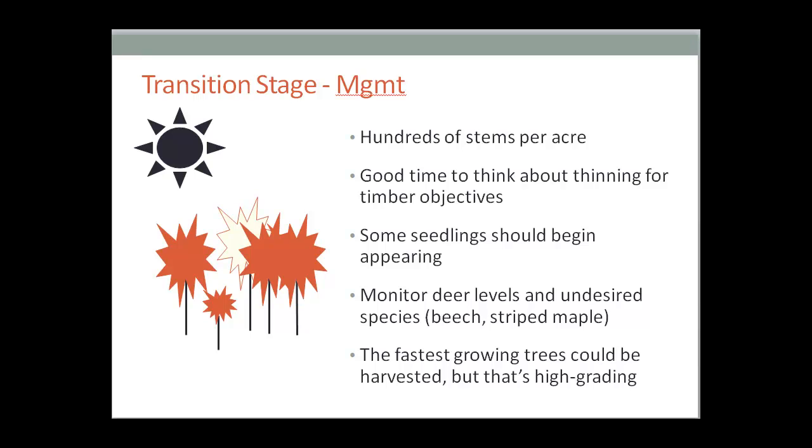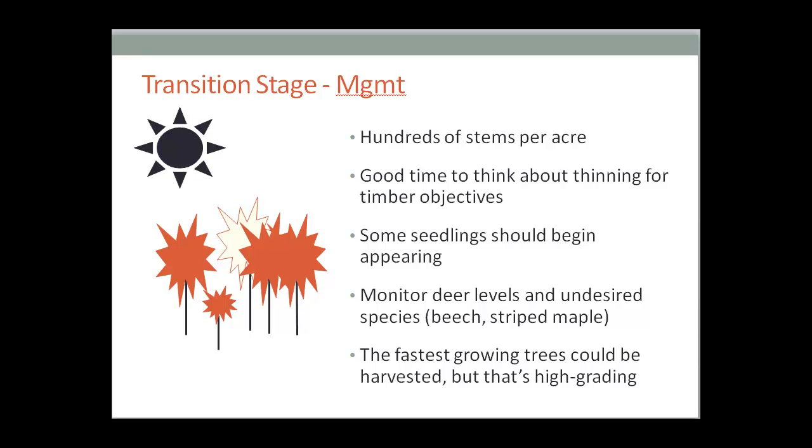We're going to expect to see some seedlings developing, and we may also see some undesirable plant species developing, beech or striped maple or some of the invasive non-native shrubs like multiflora rose, bush honeysuckle, or European buckthorn, as low light levels penetrate to the forest floor. There's a potential to think about harvesting the faster growing trees. These are going to be the biggest, largest diameter trees in the stand, but this would constitute what is known as high grading, taking the highest grade or highest value and leaving the lower value trees behind.